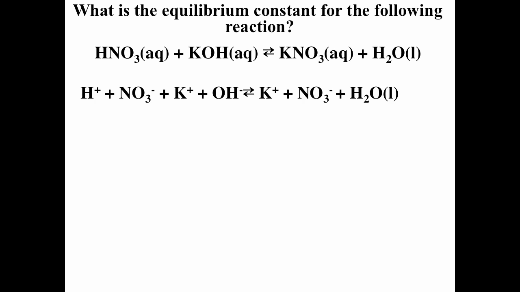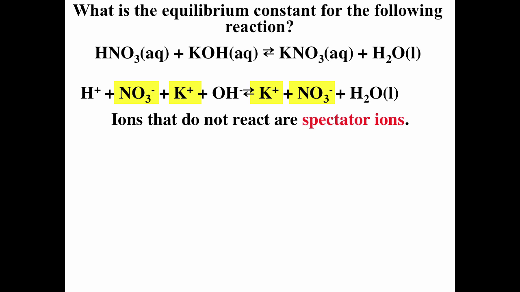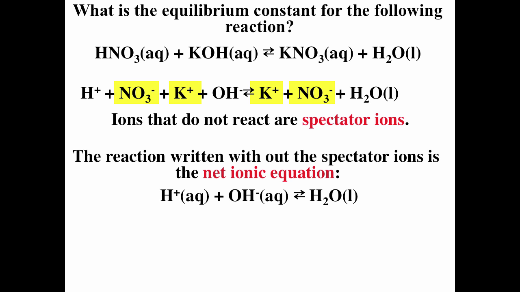Now if we break apart, say the nitric acid is hydrogen ions, nitrate ions, the potassium hydroxide is potassium ions, hydroxide ions, potassium nitrate, potassium ions, nitrate ions. The water does not break apart, they're molecules. If you have 1 mole of water, you have 1 mole of water. Now we notice that the nitrates on both sides and potassium ions are also on both sides. And so those are referred to as spectator ions. Ions that do not react are spectator ions. And now if we write the reaction without the spectator ions, we get the net ionic equation.